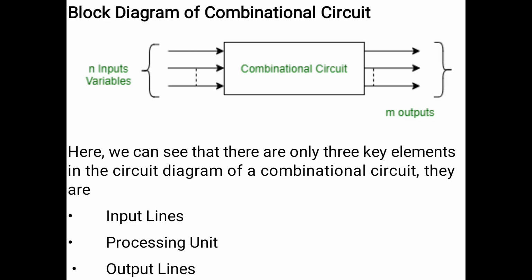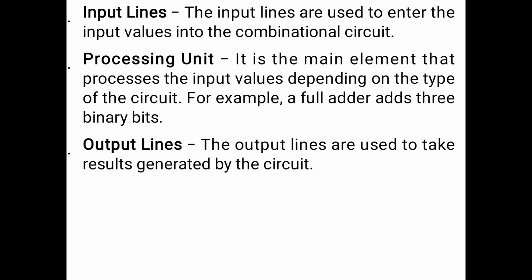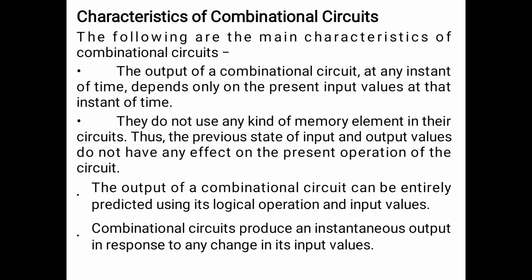This diagram represents a combinational circuit with n input variables and m output variables. It's an n cross m system. Here we can see that there are only three key elements present in the circuit diagram. They are the input lines, the processing unit and the output lines. The input lines are used to enter the input values into the combinational circuit. The processing unit is the main element that processes the input values depending on the type of the circuit, and it may be an adder or a multiplexer or a coder circuit. Output lines. The output lines are used to take results generated by the circuit.